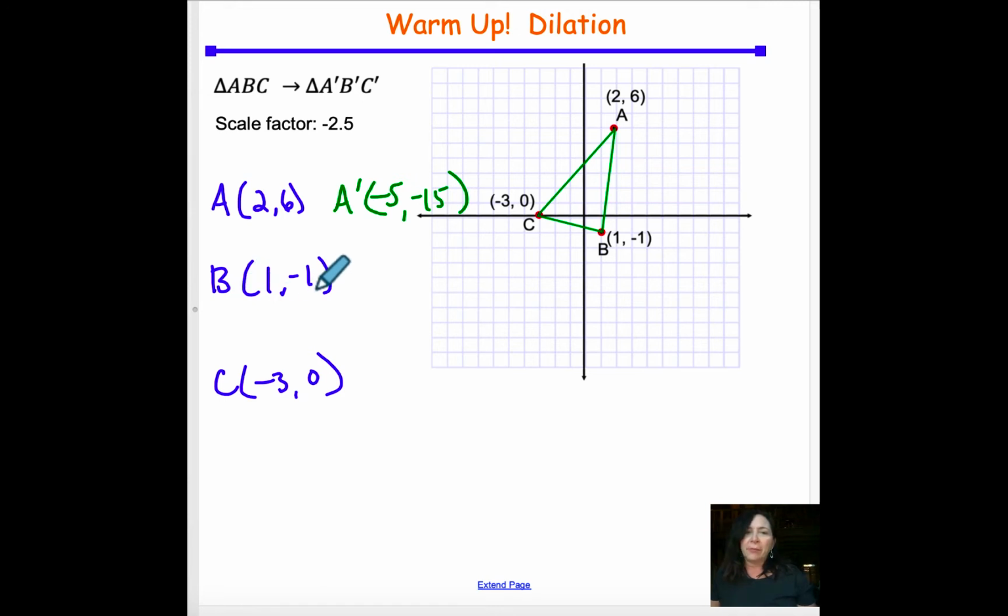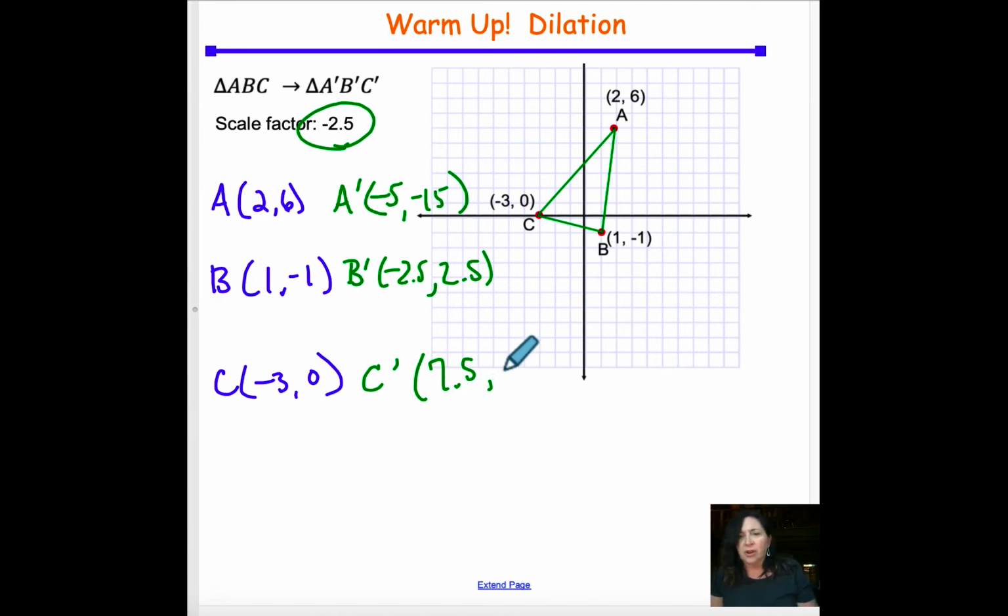Then we have point B, so for B prime, you're just multiplying the -2.5 by every one of your values, your coordinates. So you have 1 times that is going to give me -2.5, and then -1 times that is going to give me +2.5. For C prime, I'm going to get -3 times -2.5, and that's going to be 7.5, and then 0 times -2.5 is just 0.